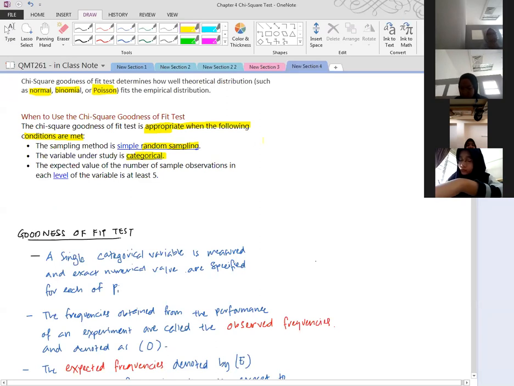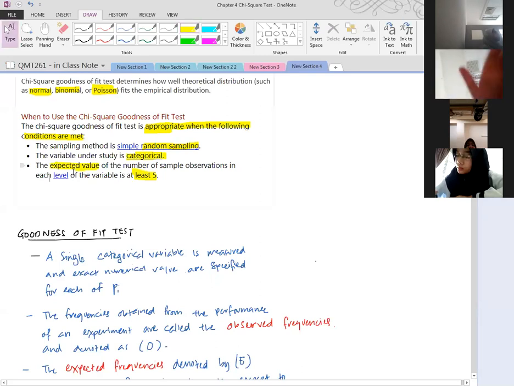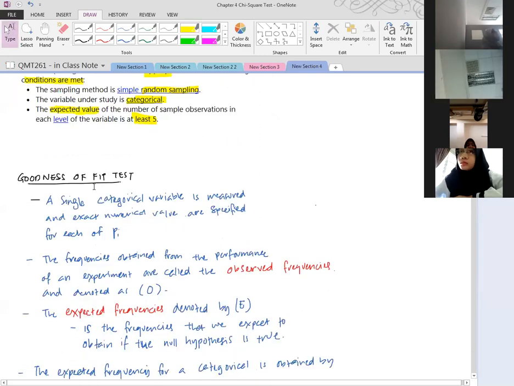Another condition is that the expected value of the number of sample observations in each level is at least 5. This means that in the data we are going to calculate the expected value, and it should be more than or equal to 5. If you have an expected value less than 5, we need to do some remedial action, so we cannot proceed with the Pearson chi-square.